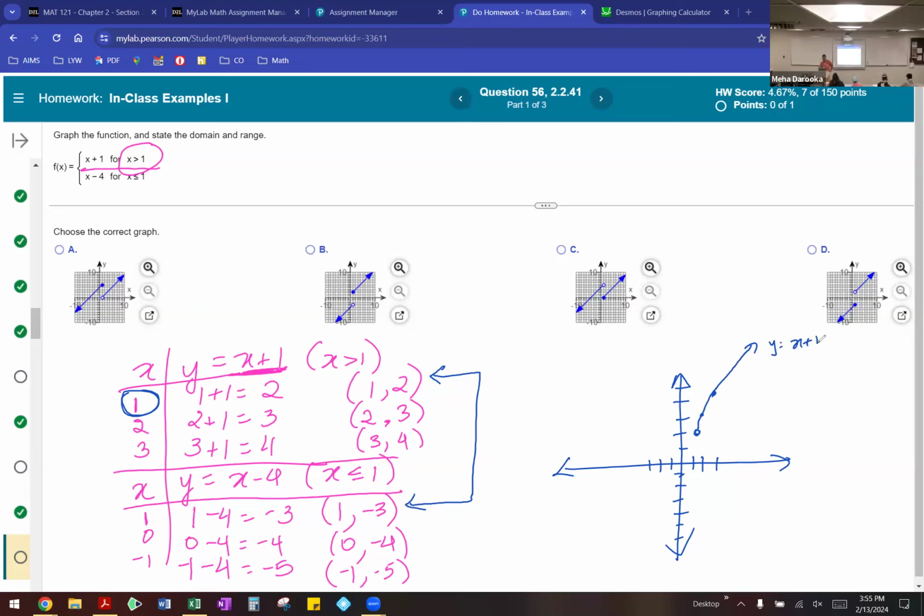The second half started at (1, -3). So you're actually at (1, -3). And here the 1 was included. So I am going to use a closed circle for this guy. And then the next ones, we had (0, -4), (-1, -5).